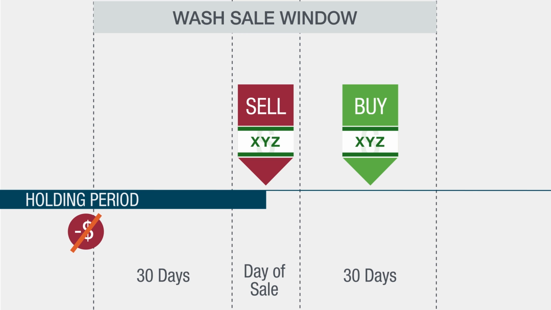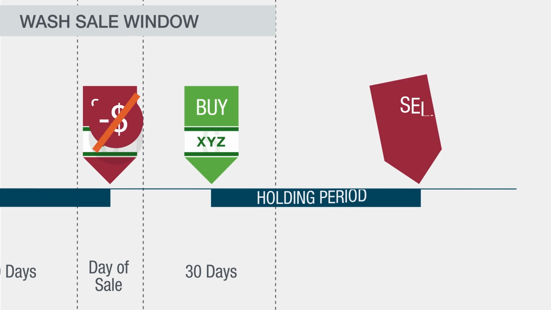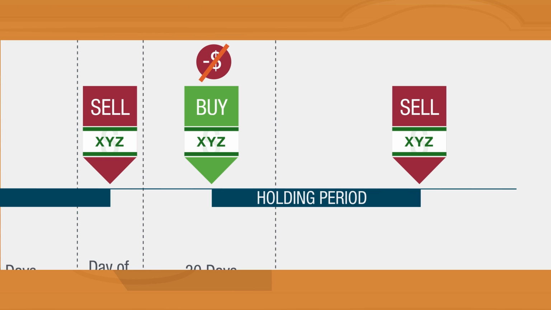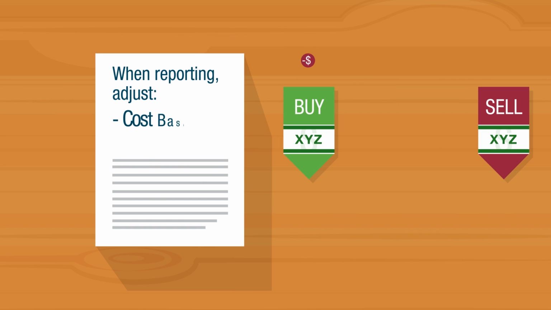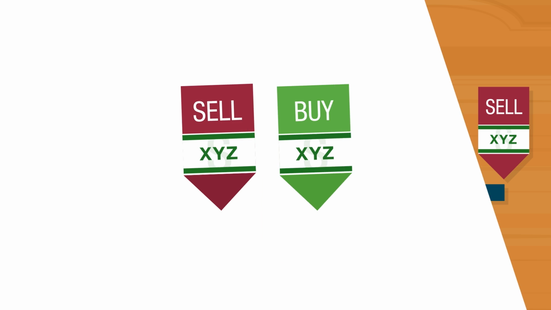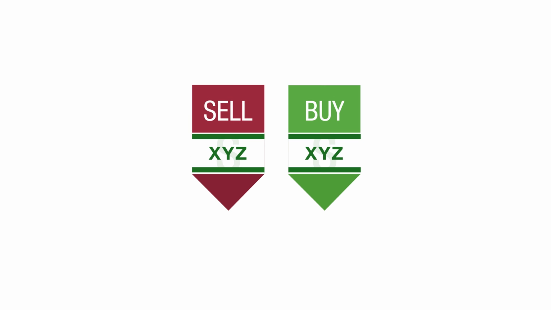However, the wash sale rule doesn't prevent you from claiming the loss later. The loss is deferred until the repurchased shares are sold and no other wash sales are made. When reported, both the cost basis and the holding period are adjusted to account for the initial trade in each following wash sale. Like many tax concepts, this can be a little tricky to understand. To help illustrate this rule, let's look at 3 examples.